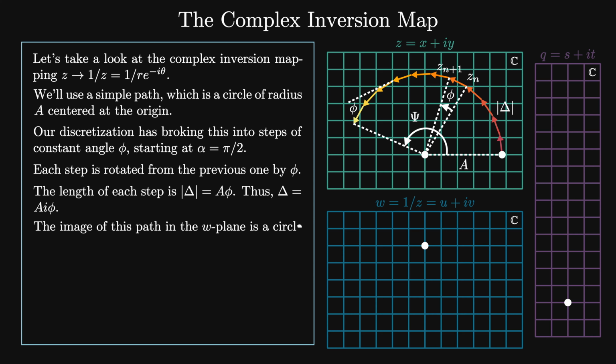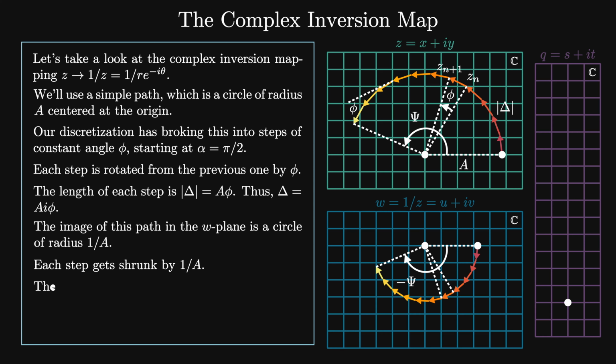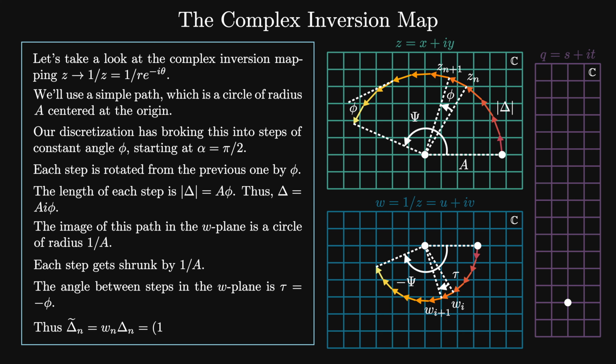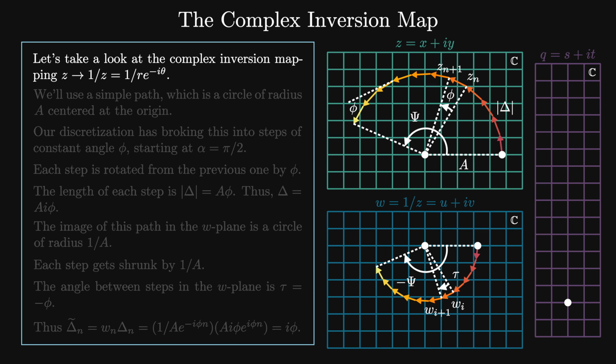The image of this path in the w plane is a circle of radius 1 over a, so each step gets shrunk by 1 over a. The angle between steps in the w plane is tau equals minus phi. Thus, delta tilde n equals w n times delta n, which equals 1 over a times e to the minus i phi n times a times i phi times e to the i phi n, which equals i phi.